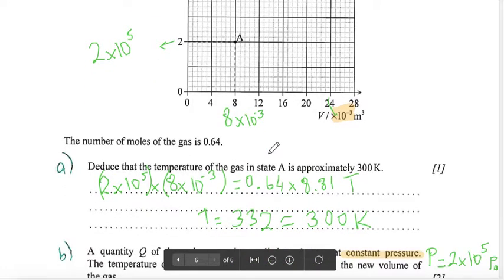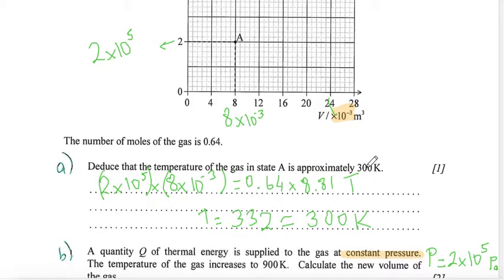Deduce that the temperature of the gas in state A is approximately 300 Kelvin. So we know the number of moles. We have everything to put into PV equals nRT. This is our P, this is our V, equals, this is our N, R is the constant from the data booklet, T, and solve for T. You get about 332, which does approximate to 300 Kelvin.